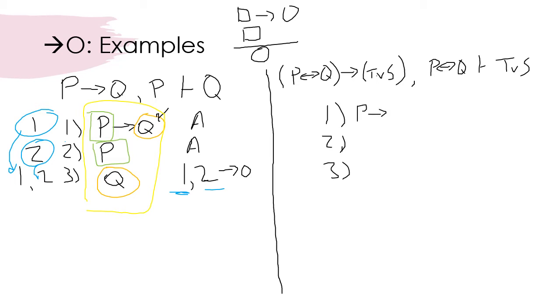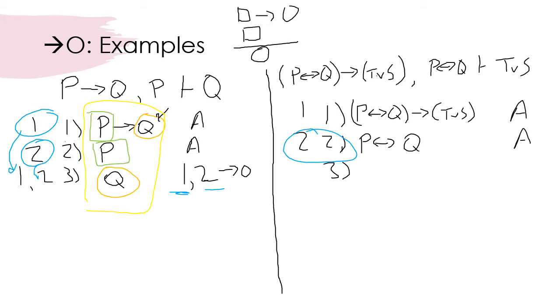So we have P double arrow Q arrow T or S. And that's an assumption that we get from premise 1. We have P double arrow Q as an assumption here up in 2. Same thing as before. Both of these are premises. They get assigned the number that they appear at. So since the first one got written on line 1, it gets a 1 next to it. Since the other one got written on line 2, it gets a 2 next to it. So that is that.